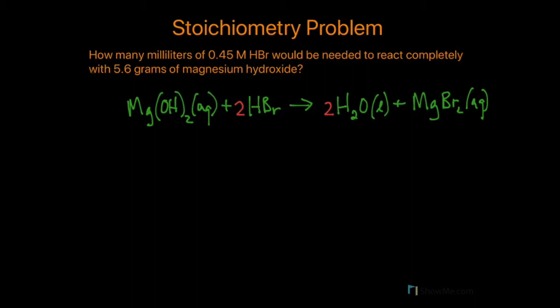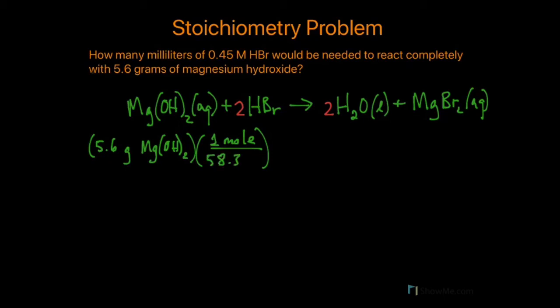So now let's get to the stoichiometry calculations. Starting off with 5.6 grams of magnesium hydroxide, we need to turn this into moles of magnesium hydroxide. To do that, we have to divide it by its molecular weight. So magnesium hydroxide grams is going to be in the denominator here, so we can cancel out the 5.6 grams of magnesium hydroxide in the numerator of the first expression. Doing this, we get 0.096 moles of magnesium hydroxide.